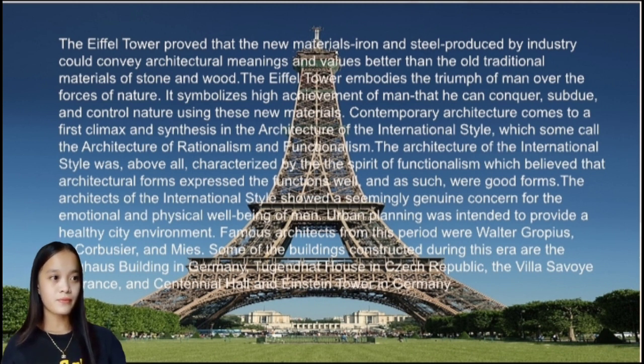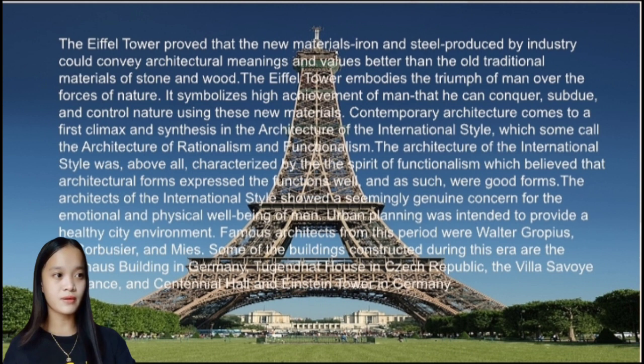The Eiffel Tower proved that the new materials, iron and steel produced by industry, could convey architectural meanings and values better than the old traditional materials of stone and wood. The Tower embodies the triumph of man over the forces of nature. It symbolizes the high achievement of man, that he can conquer, subdue, and control nature using these new materials.